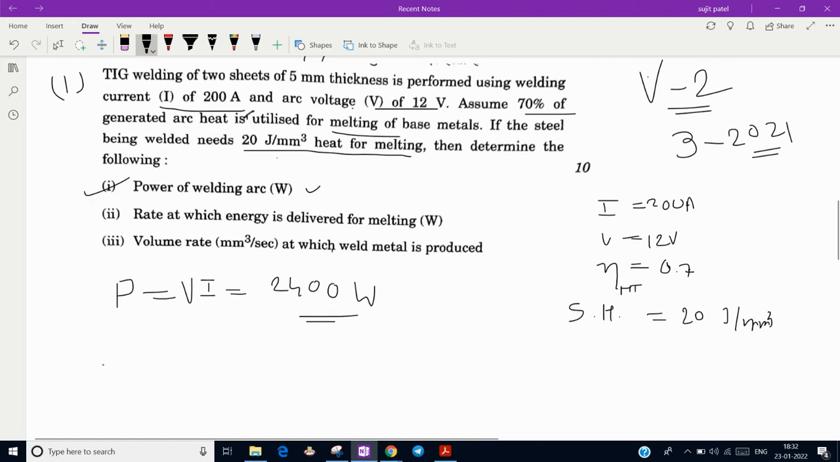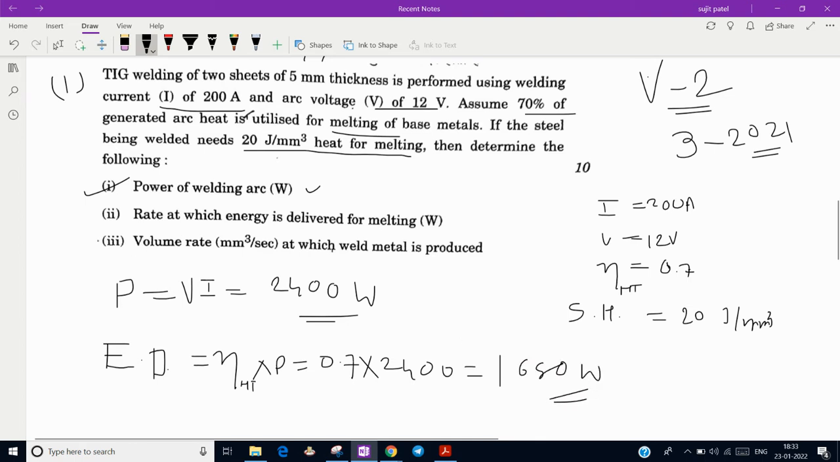Power of welding arc done. Next, the rate at which energy is delivered for melting. So energy delivered, ED, is equal to heat transfer efficiency multiplied by the power rating. So here efficiency is 70%, so 0.70 multiplied by 2400. So here you will get 1680 watt. So this is the answer of the second question, rate at which energy is delivered for melting.